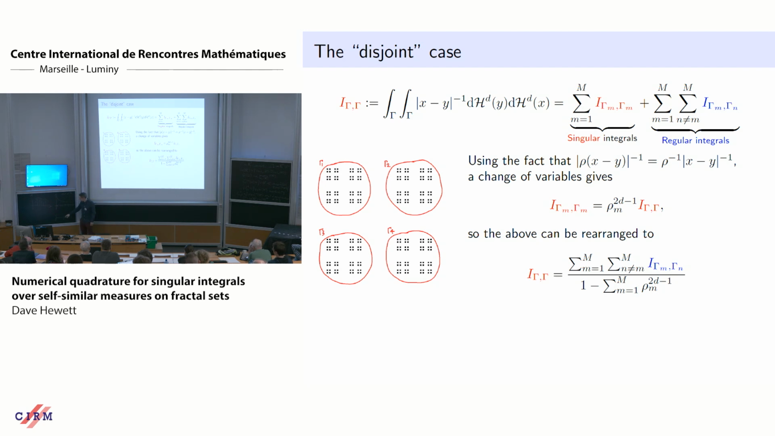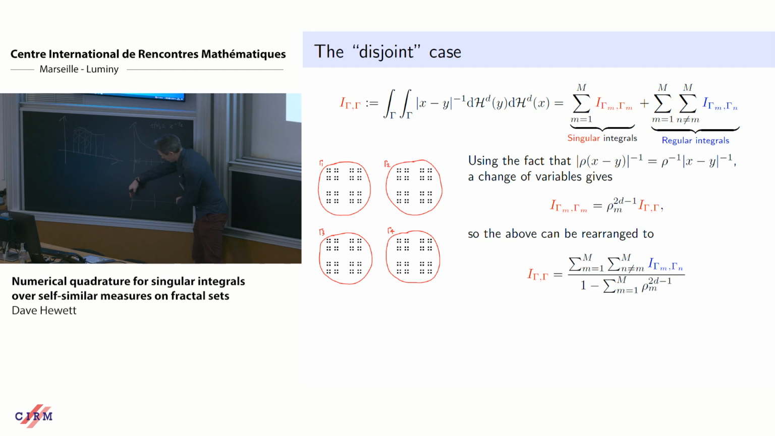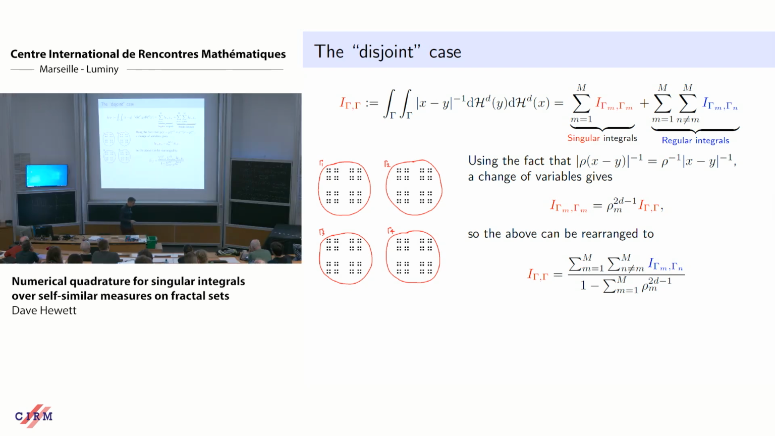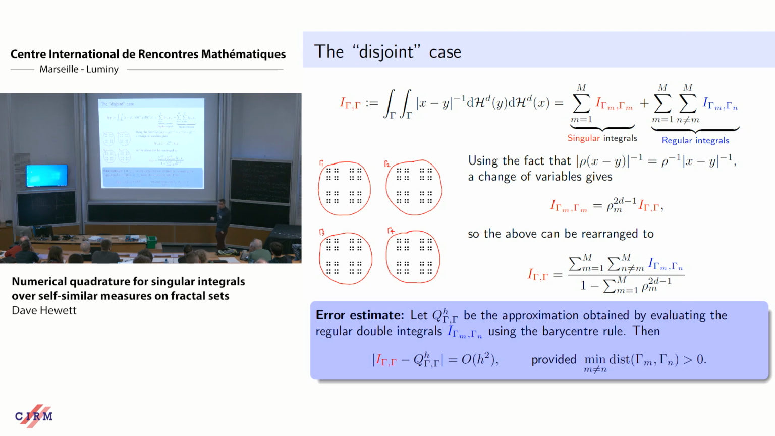Okay, so it's a super simple idea. The integral over this singular bit can be written in terms of the original integral over the whole interval, and that allows you to write the singular integral in terms of an integral over this bit. Okay, and then the point is that you can use whatever quadrature rule you like for these regular integrals. So for instance, we could use this composite barycenter rule, and then we get order h squared error for the evaluation of this singular integral, provided that we've got this separation property, this disjointness.